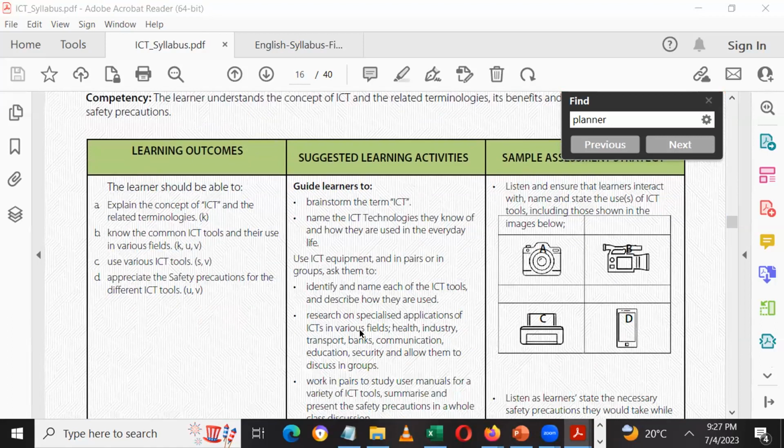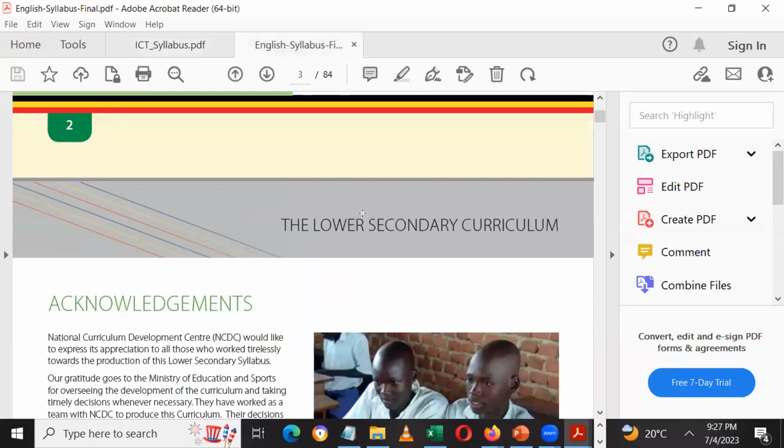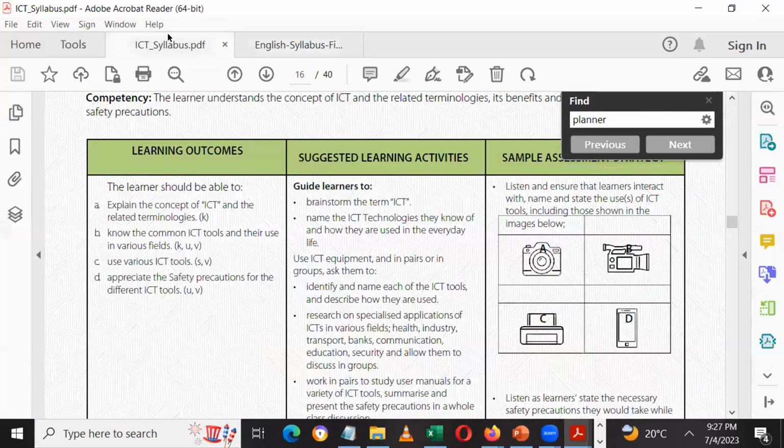Even when you are looking at English, go ahead and look at what you have covered. Don't tell learners to do a calendar, which requires publisher, when you have not taught them digital publishing, which is senior three. You're telling learners of senior one to do a calendar. Tell them to do projects on what they have covered, because projects are part of our summative assessment.